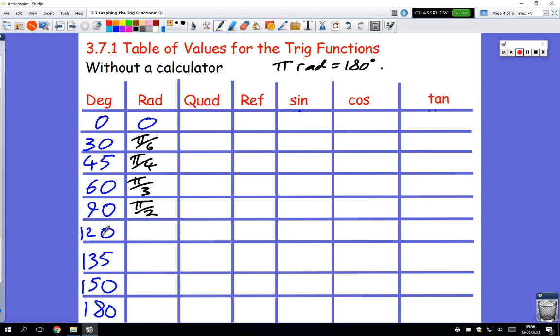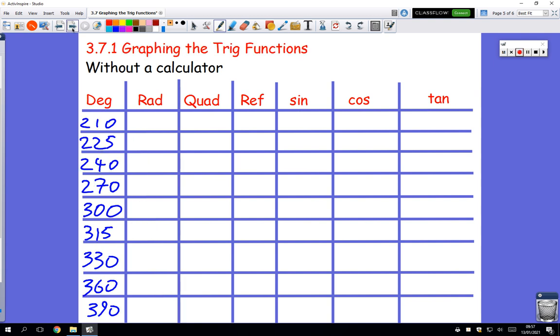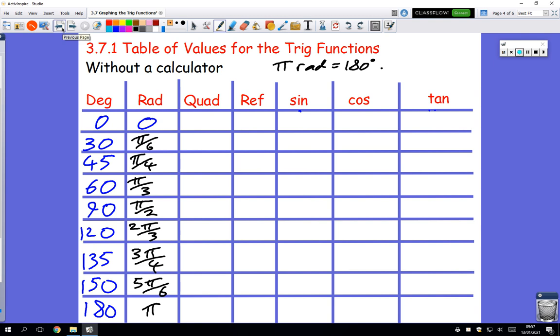120 is 2 60s, so that's 2 pi over 3. Remember, 60 is 1 pi over 3, so 120 is 2 of those. 135, well, that's 3 45s. That's 3 pi over 4. 150, well, that's 5 30s, so that's 5 pi over 6. And 180 is, of course, pi. Okay? And you should be able to continue that. I'm going to continue this in a bit. And one thing I would suggest at some stage is just pausing the video and see if you can finish off the rest yourself. But I'm going to go through this stuff.